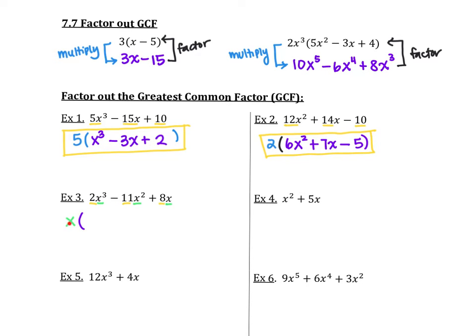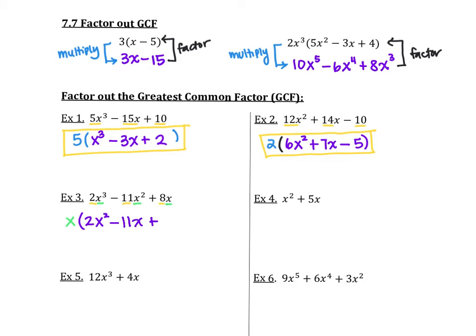Now I'm going to think x times something to give me 2x to the third. Well, I need a 2 here. If this is an x times something to give me x to the third, I need x times x to the second, because 1 plus 2 will give me 3. Minus x times something to give me 11x to the second. I need an 11. x times something to give me x to the second, I need x times another x.